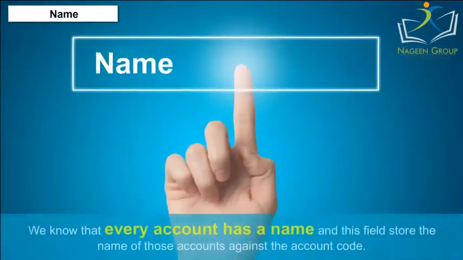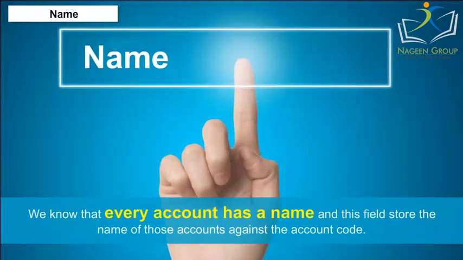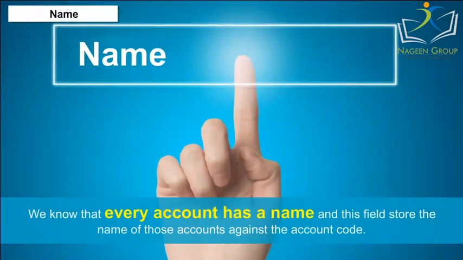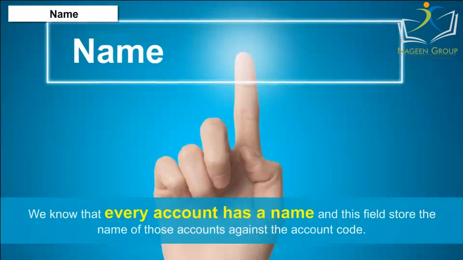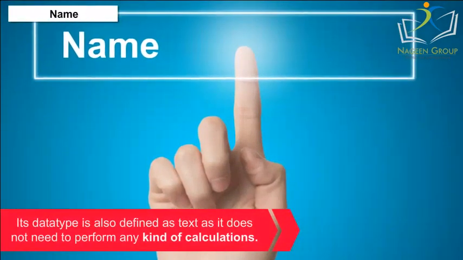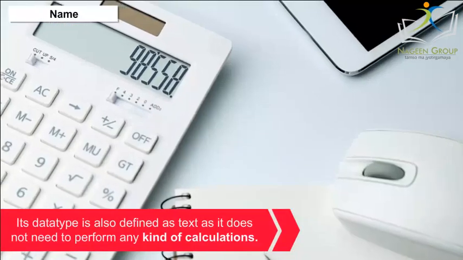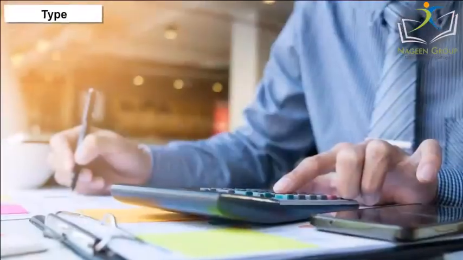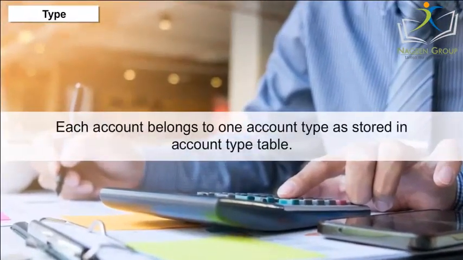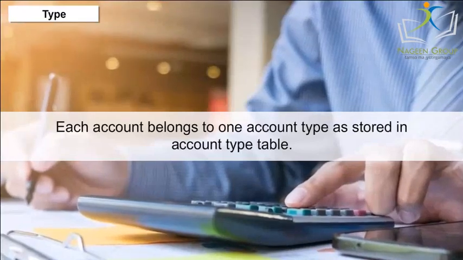Name. We know that every account has a name, and this field stores the name of those accounts against the account code. Its data type is also defined as text as it does not need to perform any kind of calculations. Type. Each account belongs to one account type as stored in the account type table.